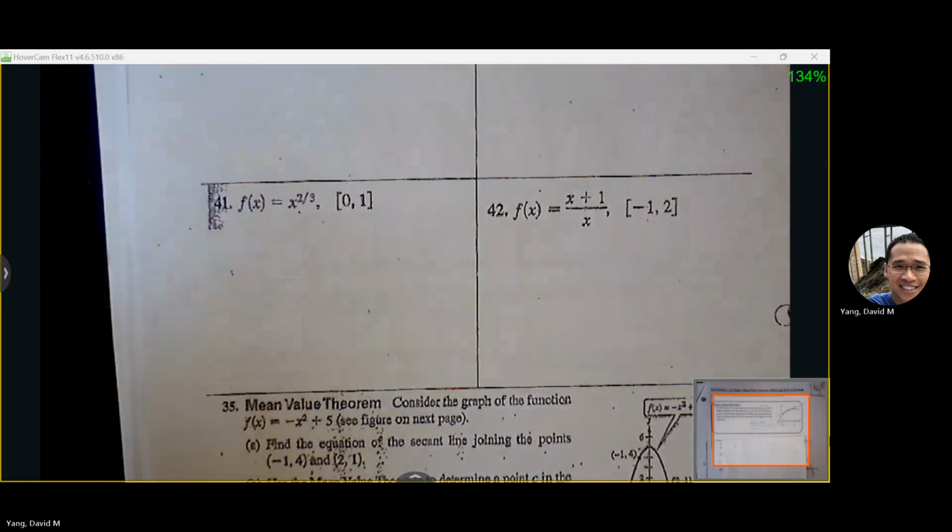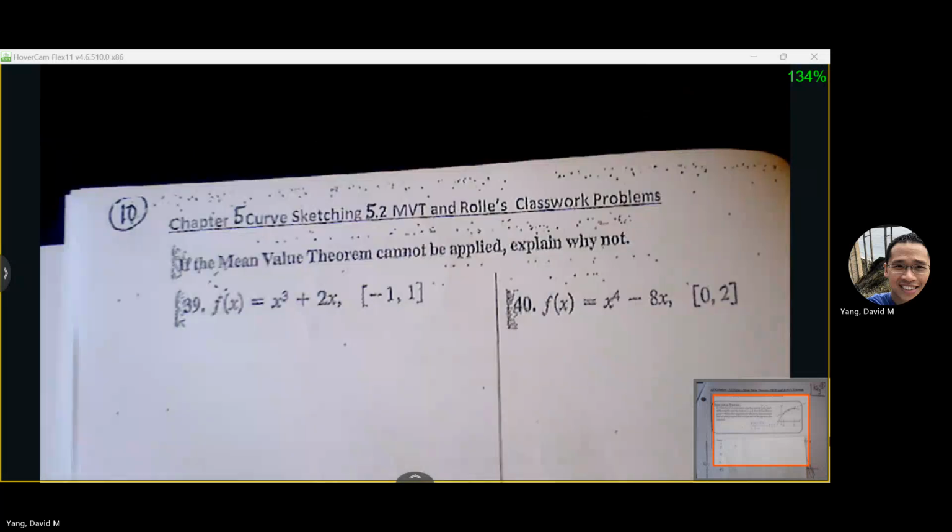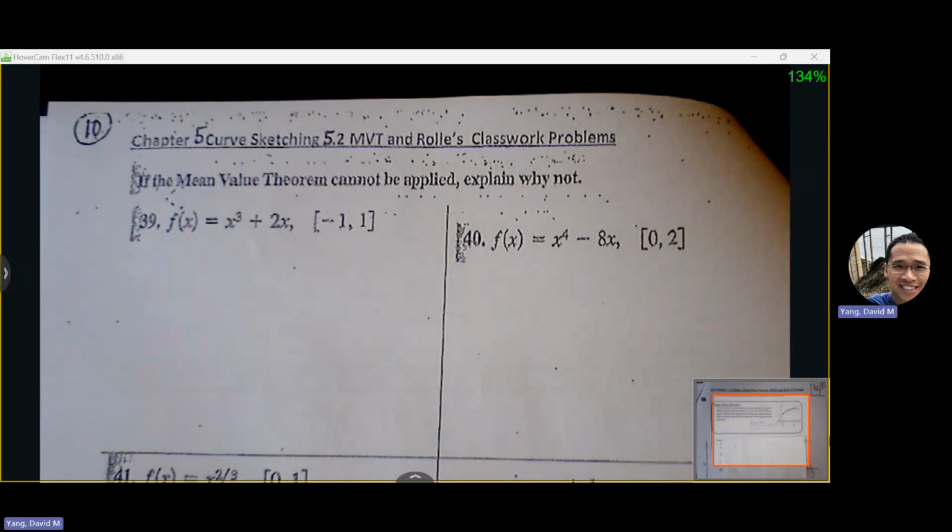Okay, I have some practice problems for us we can try. We can turn to page 10. Let's try 39 and 40.